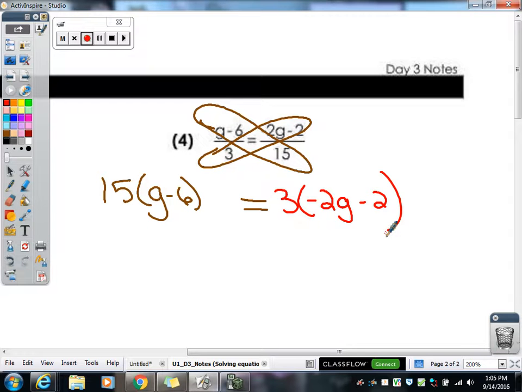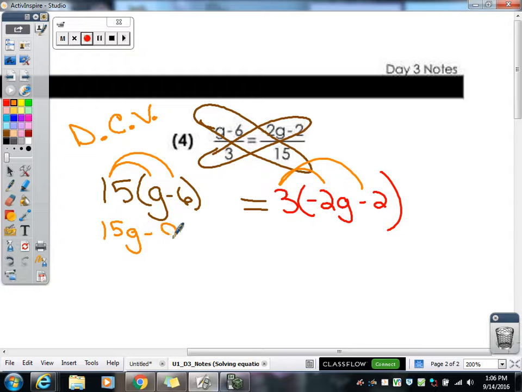Okay? So again, using my DCV, distribute, combine, get your variable. We're going to distribute first on both sides. So 15 times g is 15g. 15 times negative 6 is a negative 90. Equals 3 times negative 2g is a negative 6g. 3 times negative 2 is a negative 6. So I did my distribution.